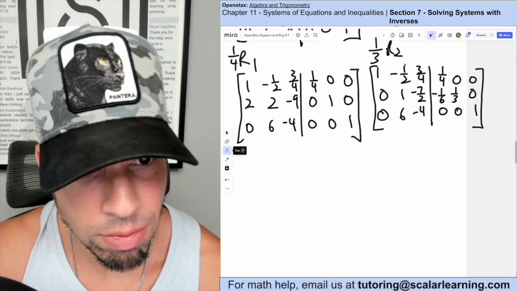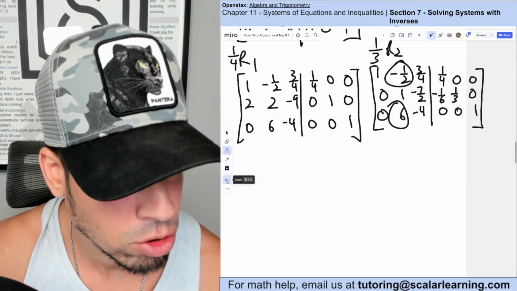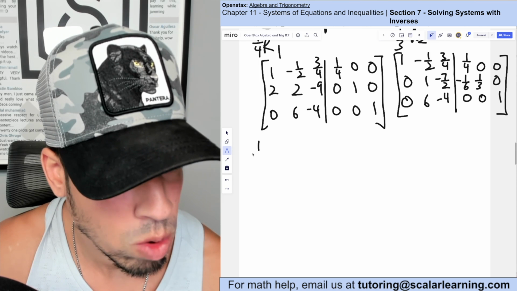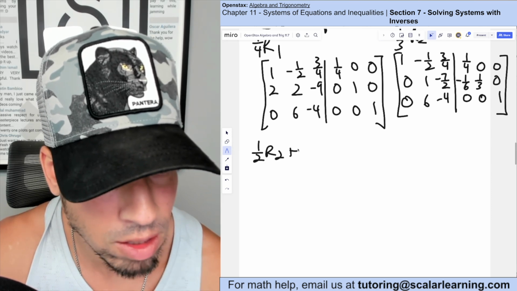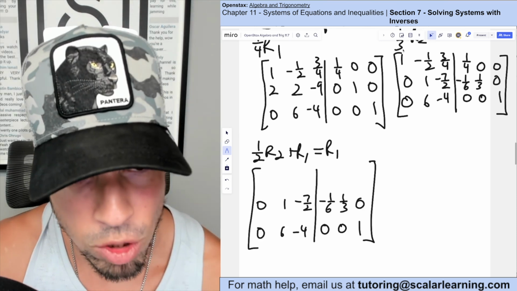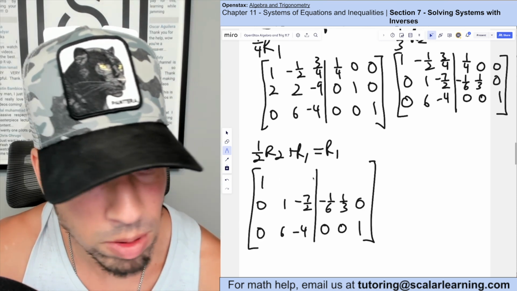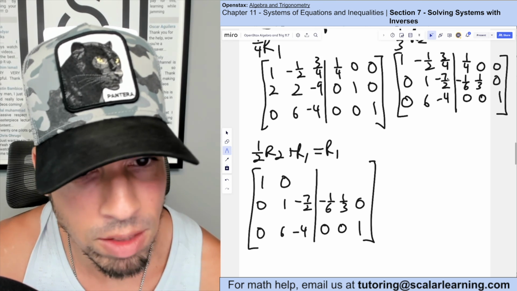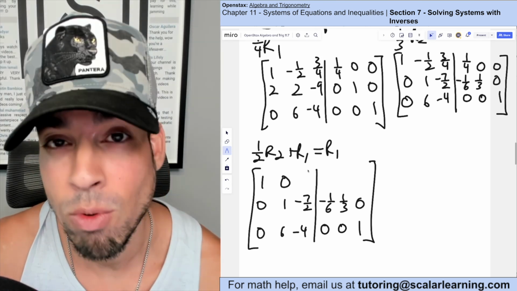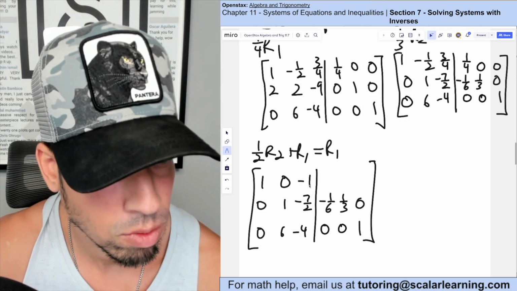Great. Now we need to flip that and that to 0. I'm going to start with row 1. We're going to multiply row 2 by 1/2 positive and then add it to row 1 to get a new row 1. Let's write that out. So we get 1/2 times 0 plus 1 is 1. 1/2 times 1 plus negative 1/2 is 0. 1/2 times negative 7/2 is negative 7/4, plus 3/4 is negative 4/4, aka negative 1.